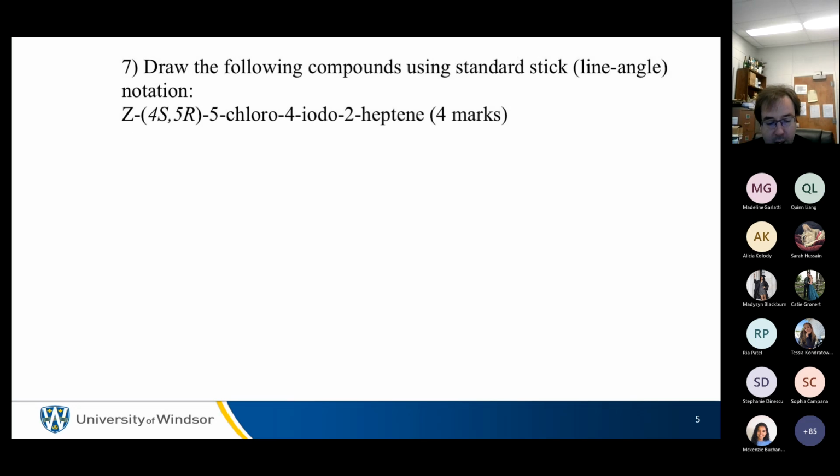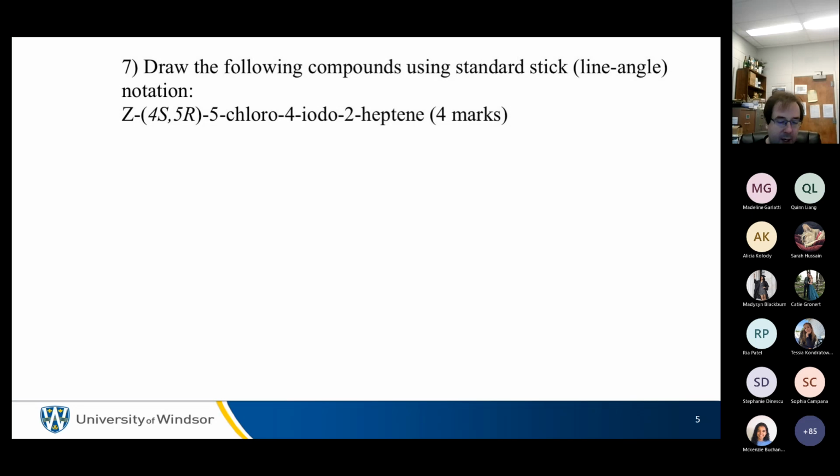So another set of questions I got is: draw the following compounds using standard stick. So again, what we have here is a conversion of stereochemistry and naming from a word into a structure. And so again, what I'd really recommend you do, you can do this several ways, is keep track and make sure you have addressed every point in the name.